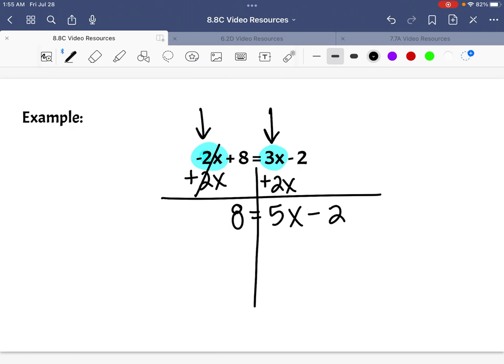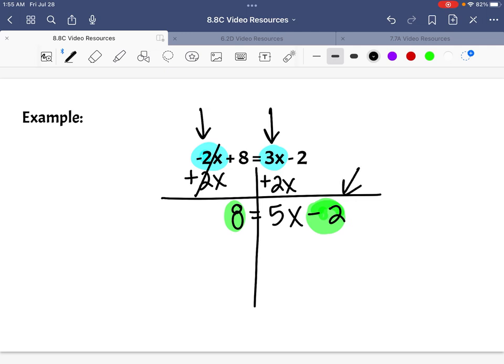So now that we've gotten our variables on one side, this is just a 7th grade equation, right? So now I want to get my constants on the other. So I'm going to highlight my constants, which are just my numbers by themselves. And notice when I highlighted the 2, I included the negative with it. So my variables are now on one side. The constants need to go on the other.